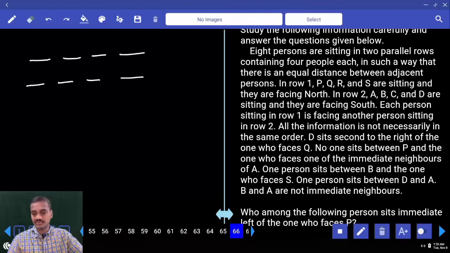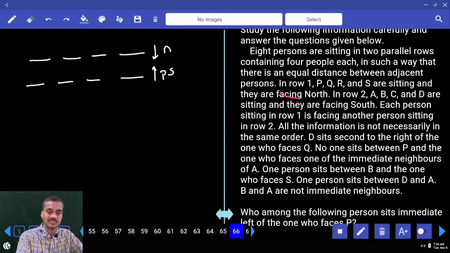Now 4 persons, 8 persons in each of this one in such a way that there is an equal distance between adjacent persons in row 1. P, Q, R and S are sitting and they are facing towards north. Now who are the persons in row 1? P, Q, R, S. And in row 2, A, B, C are the persons, they are facing towards south. And each person sitting in one row faces another person. All the information is, and D sits second to the right of the one who is facing Q.